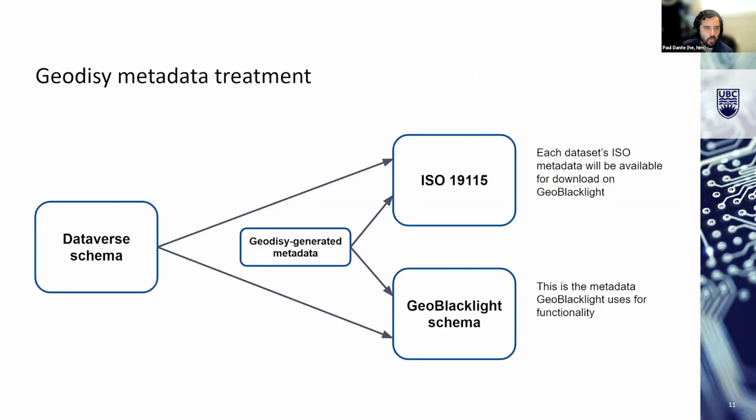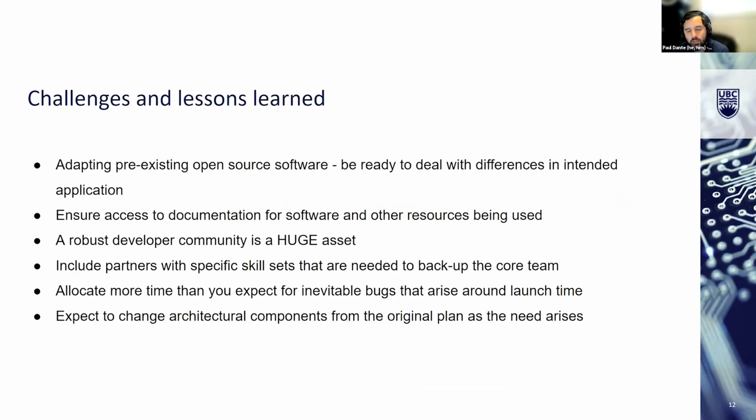So as I said, we are taking a Dataverse JSON and crosswalking it into ISO 19115 and the Geo Blacklight schema, while also adding a little bit of metadata that we're generating, such as the time when we generated it and a few other things. So the thing that we've learned while working on this, a number of things.